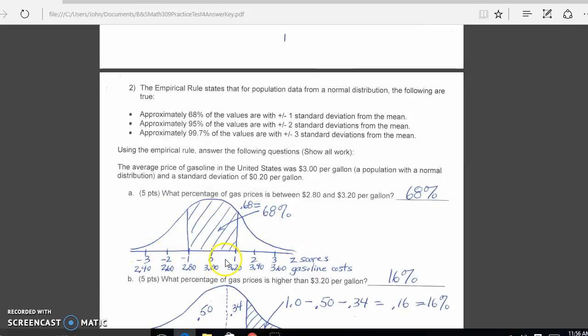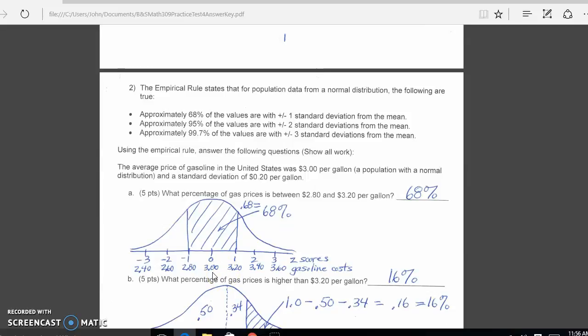Underneath the curve I have the z-scores, which are the number of standard deviations away from the mean. The mean is always 0 for the z-score. It sits right in the middle. And I have 1, 2, and 3 standard deviations to the right, and then I have -1, -2, -3 standard deviations to the left. Those are my z-scores.